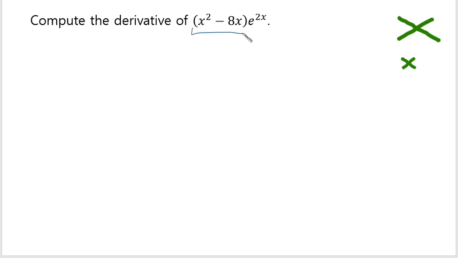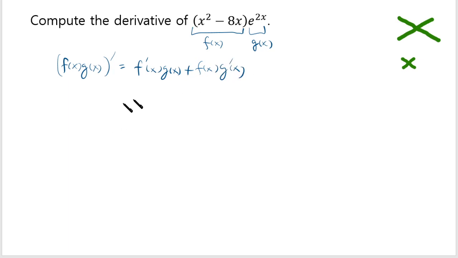If you call this f of x, and if you call this g of x, it really looks like f of x times g of x, right? Now if you can make this function look like this, then of course you can use the product rule, which is f prime of x times g of x plus f of x times g prime of x, right? So we have (x squared minus 8x) prime, the first thing gets differentiated, e to the 2x has to wait its turn, plus (x squared minus 8x) times (e to the 2x) prime.